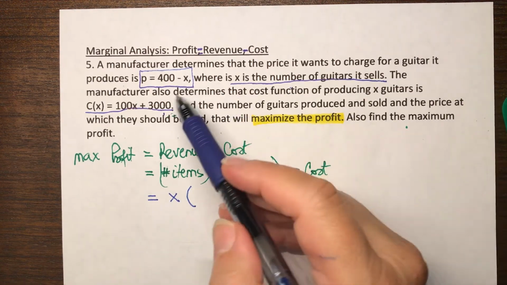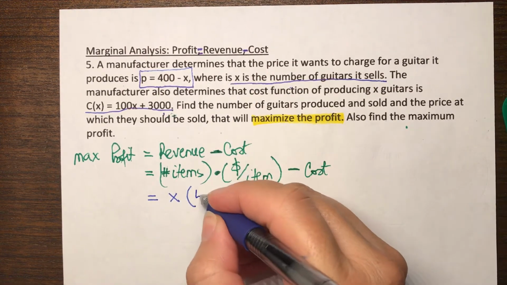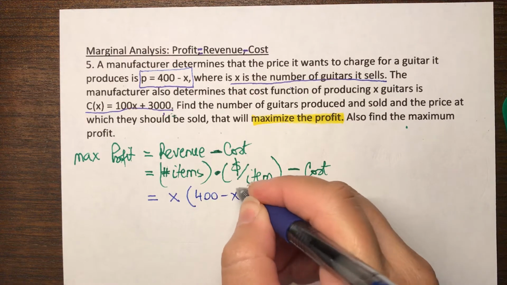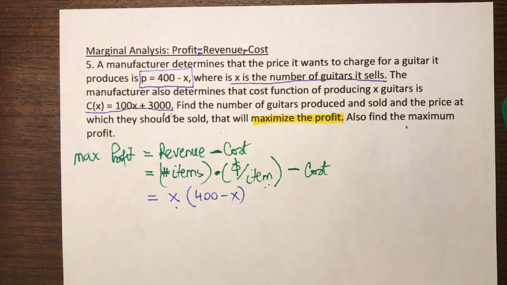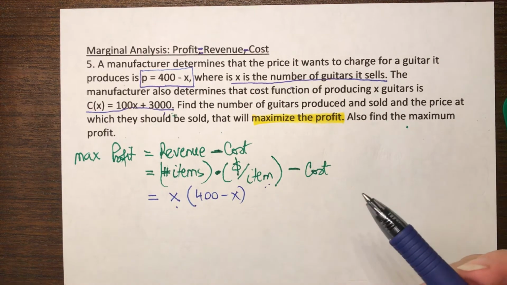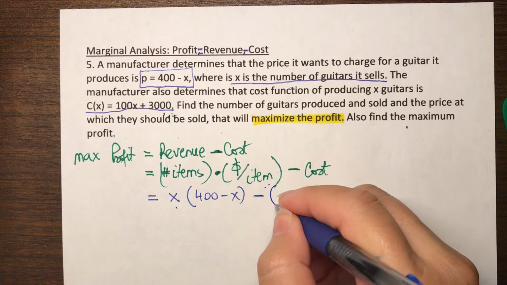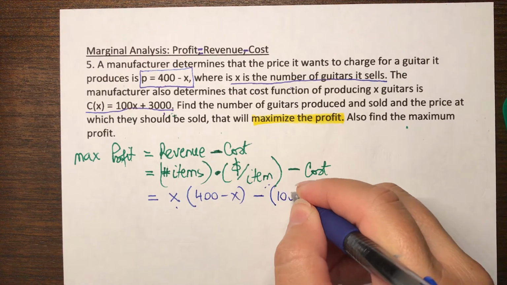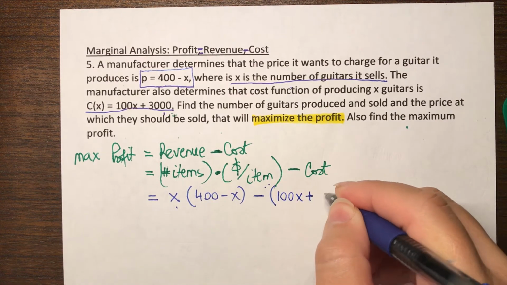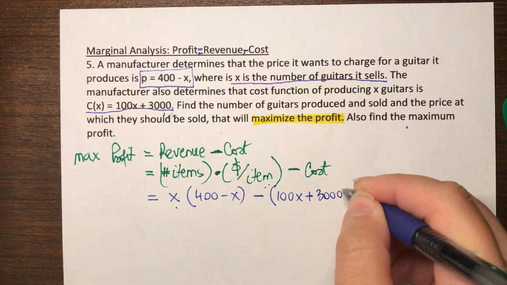What is the price per item? Well, it's right here. The price per guitar is 400 minus X. So as I said, one guitar at $399 a piece. Two guitars at $398 a piece, yes? Minus, be careful again, why? To put parentheses around this cost function, so you do what?